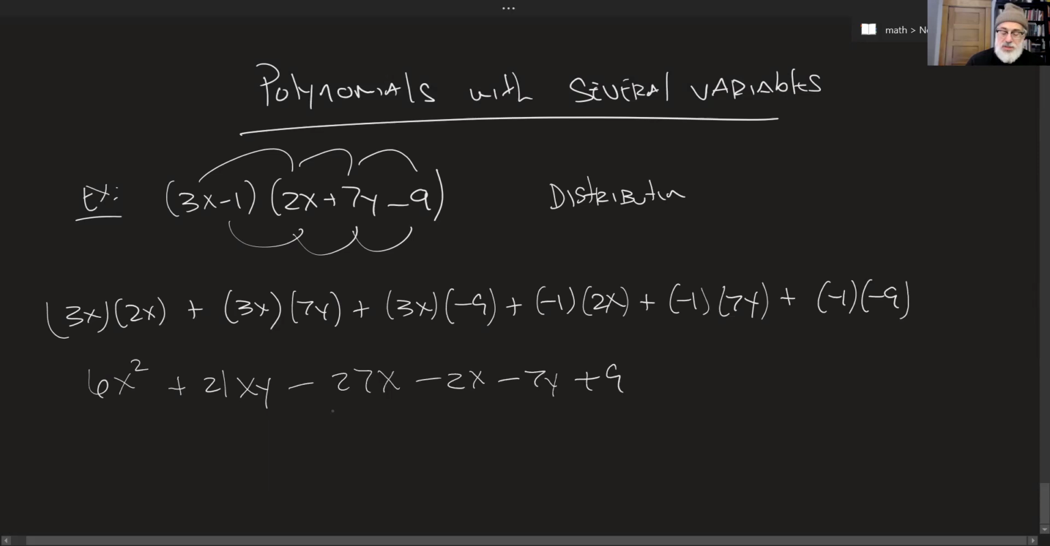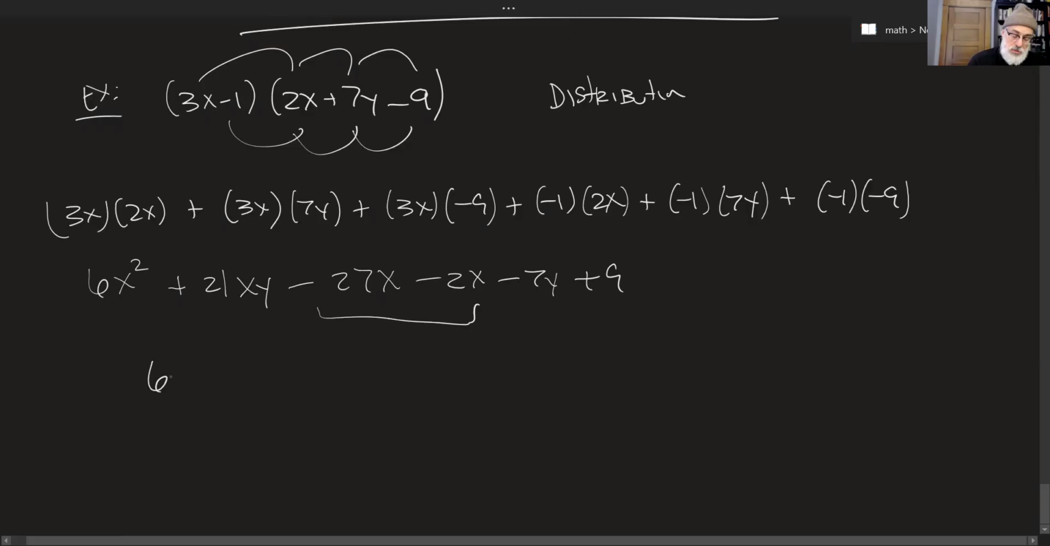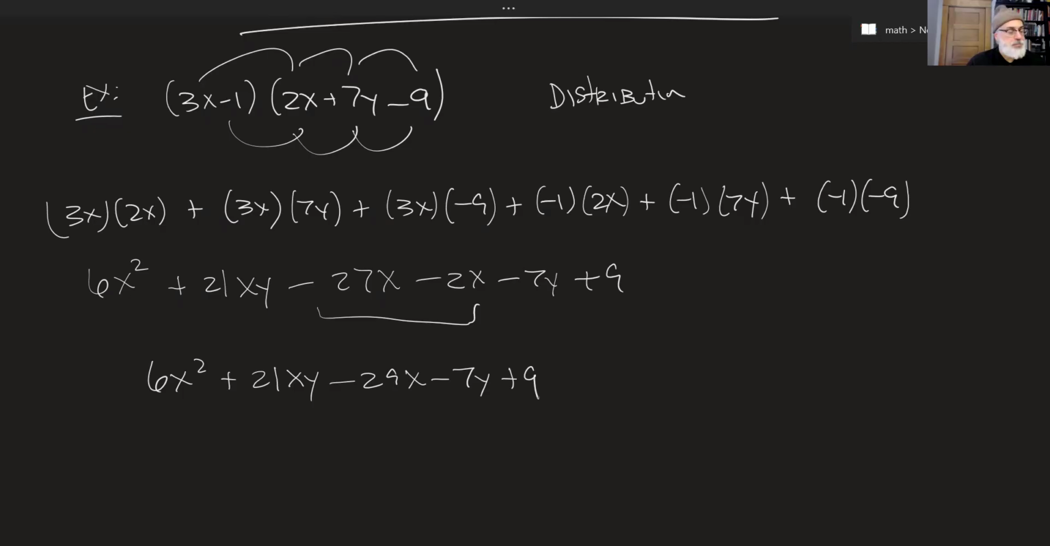So the only two things that are like are these x's here. So we're going to combine those because they are like terms. So that's negative 9x minus 7y plus 9. So we cannot combine any other of these terms. So we are done.